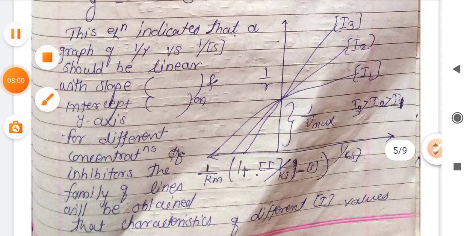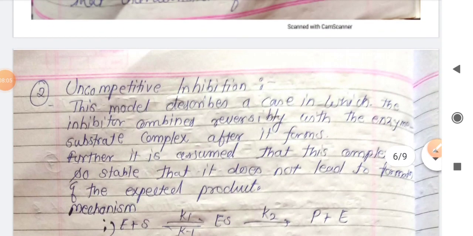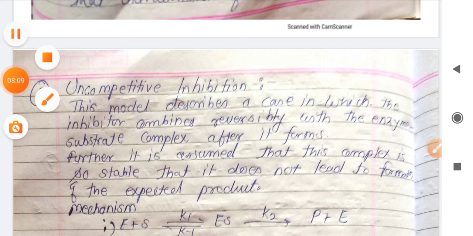So this is all about our competitive inhibition. Next is the uncompetitive inhibition. We will see this uncompetitive inhibition in the next lecture.